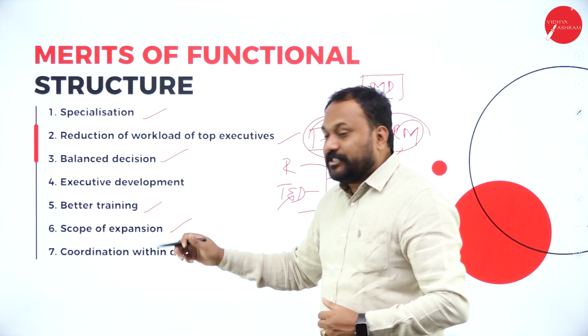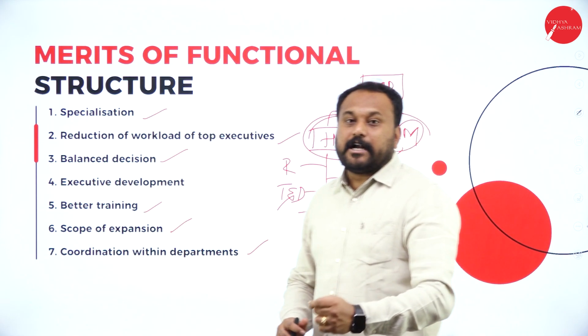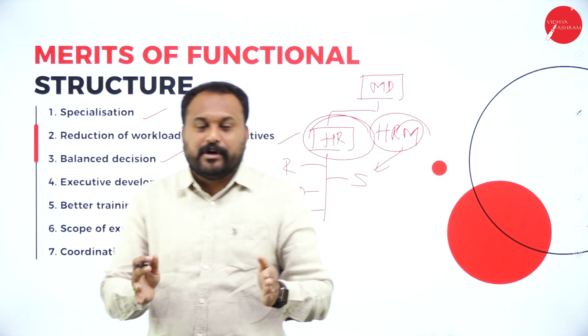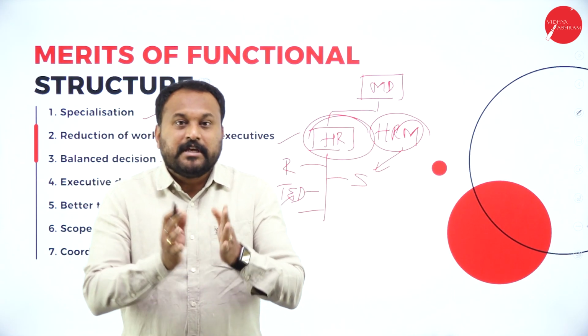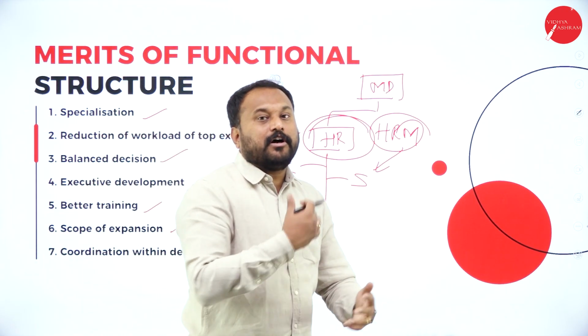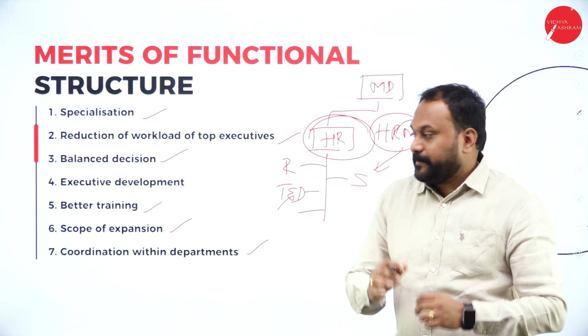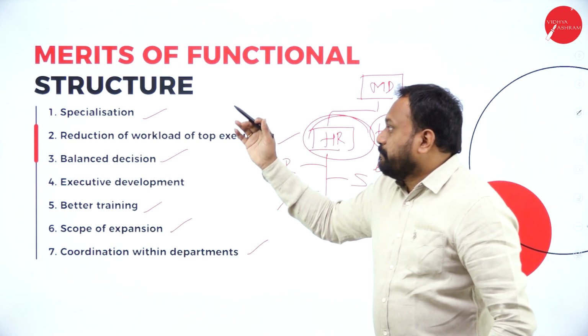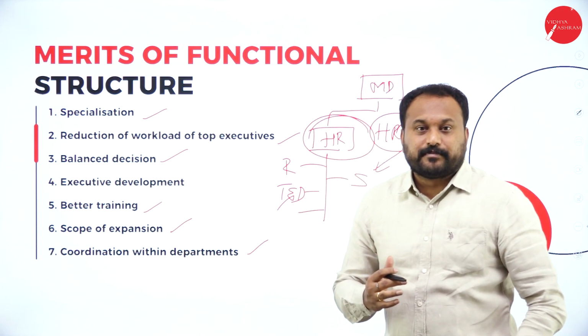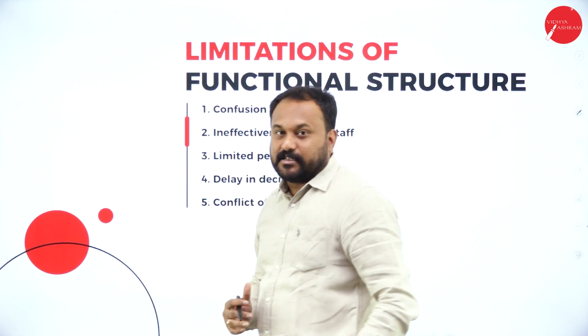Scope of expansion is more. And the last one here is coordination within department, because everybody in the functional organization will be placed in their departments. So they'll have more friendship, plus they'll understand each and everybody. So this is what the merits of functional structure are. But we also have limitations of functional structure.